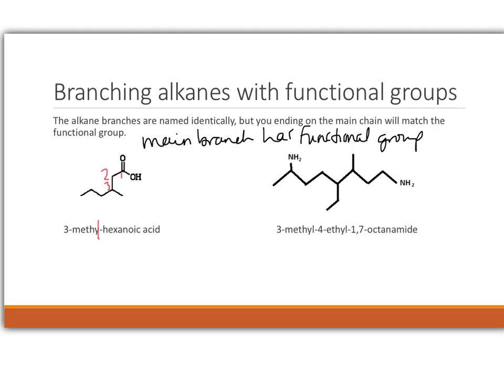And then when it comes down again to numbering, when you have more than one kind of thing going on, you still want to go with your smallest numbers possible. So this nitrogen falls on the first carbon counting from this direction. Okay? That goes 2, 3, 4, 5, 6, 7, 8.